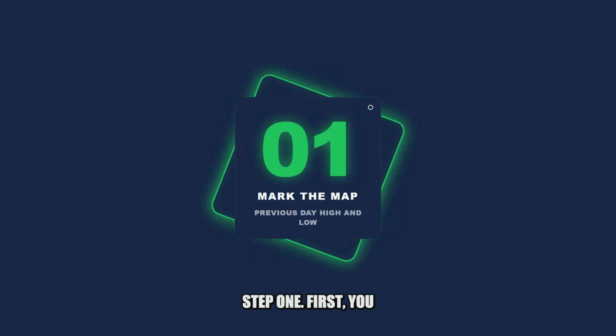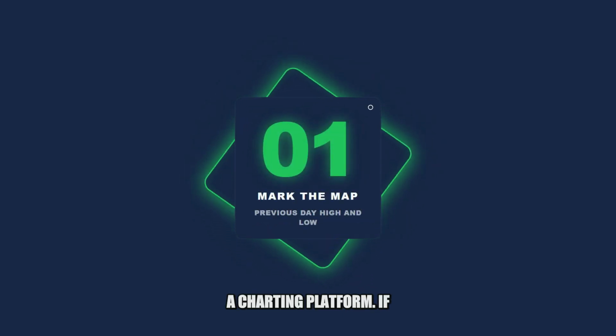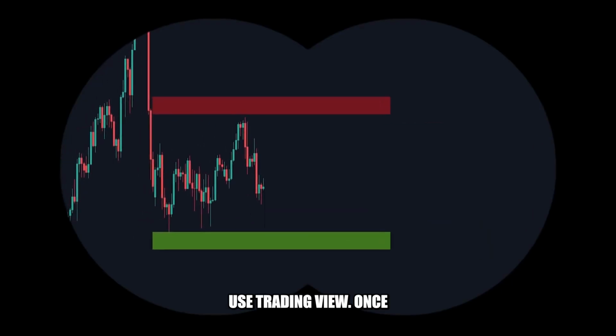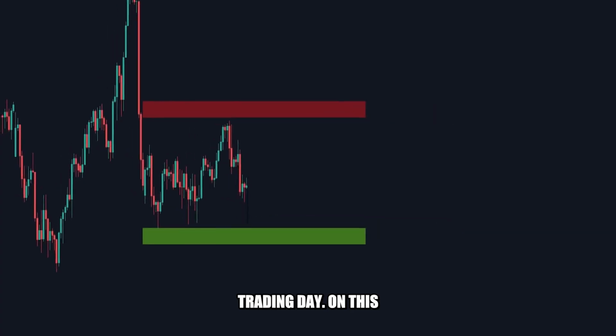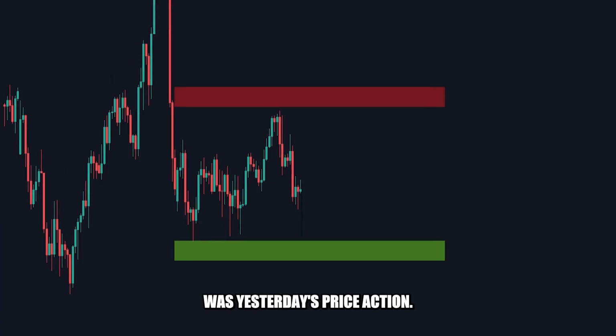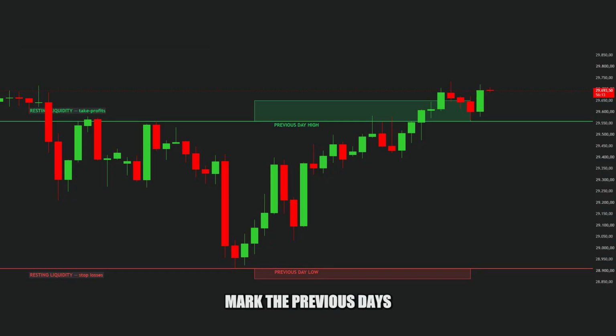Step 1. First, you need to get on a charting platform. If you don't yet have one, I like to use TradingView. Once you're on your charting platform, go to the 1 hour time frame. Next, you're going to mark out the previous trading day. On this chart, this whole area was yesterday's price action. Next, you're going to mark the previous day's low and the previous day's high.